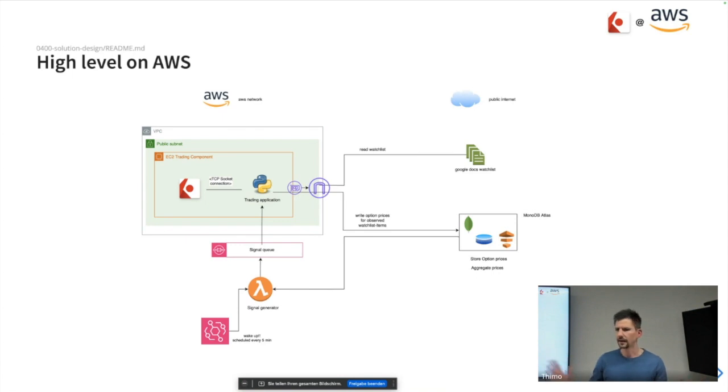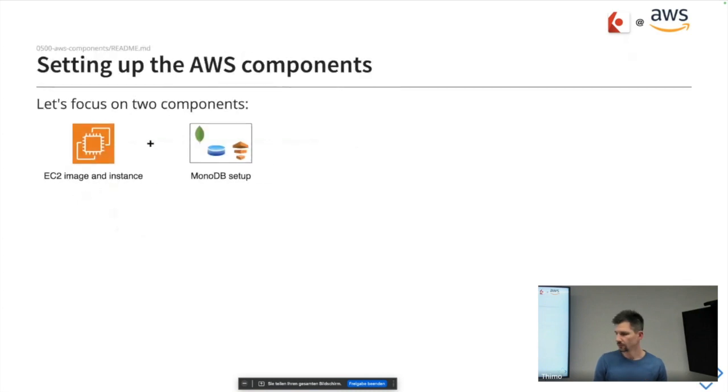Okay, that's our high-level solution design running on AWS. Now, for the sake of time, we would like to focus on just a few components. Let's go to the EC2 setup. On EC2, I'm sorry, does everyone know what EC2 is? It's basically virtual machines on AWS.